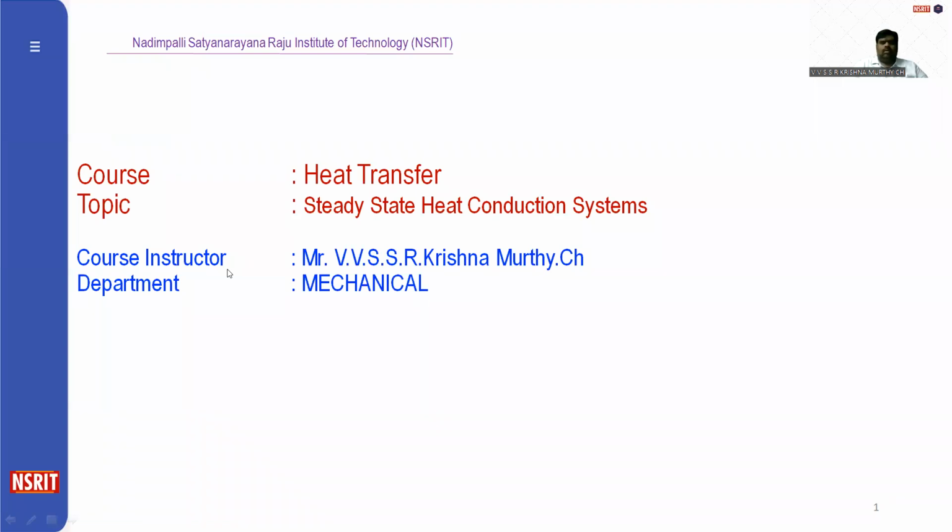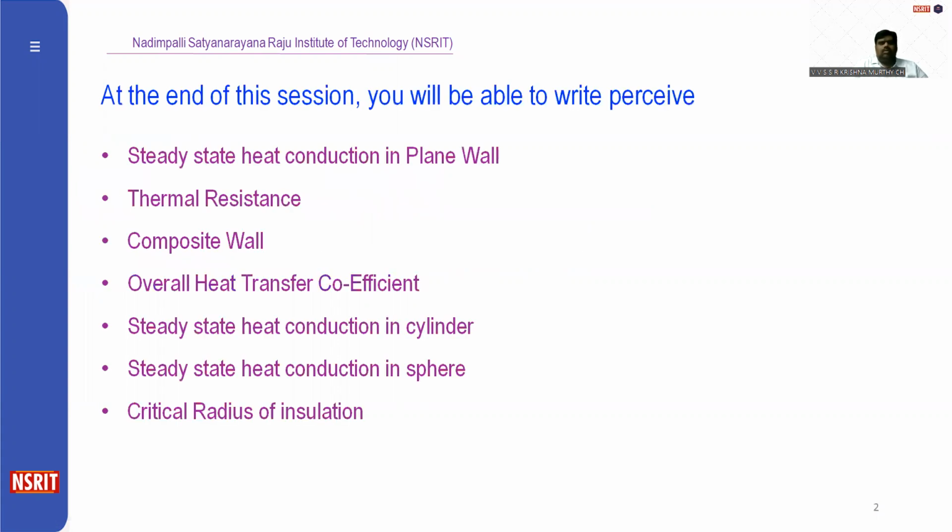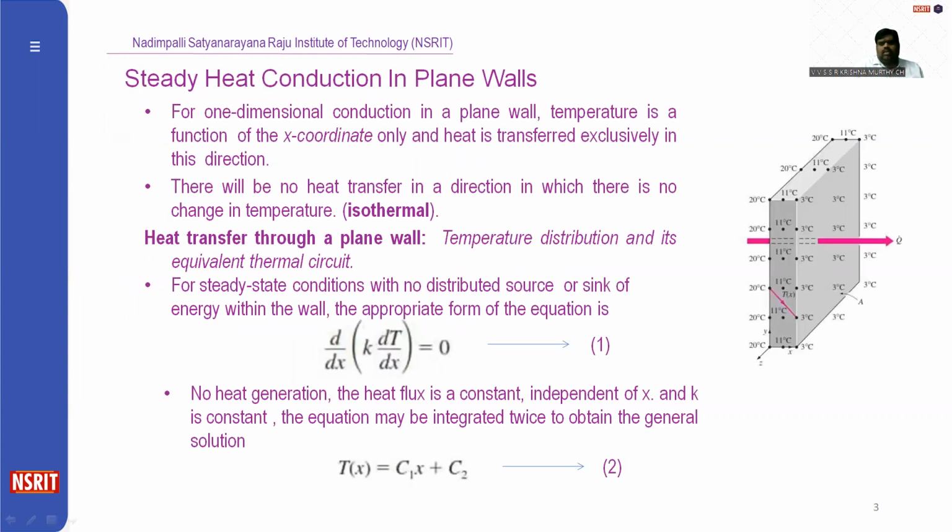Hi everyone. Today's topic is steady state heat conduction systems. After this section, you will be able to know how the plane wall is treated in steady state heat conduction, what we mean by thermal resistance and the overall heat transfer coefficient, steady state heat conduction in cylinder and sphere, and also what I mean by critical radius of insulation. So let us start with steady state heat conduction in plane walls.